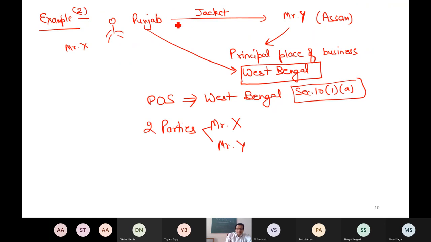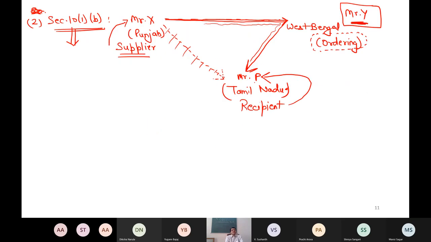Here also what is happening? Supplier wants to send goods to Mr. Y in Assam, but Y says that I have another business in West Bengal, deliver the goods directly at West Bengal. So I think the same circle is formed here, but still, can you sense the difference between the last example and this example? Anyone who can sense the difference?